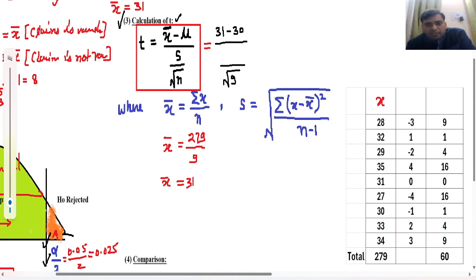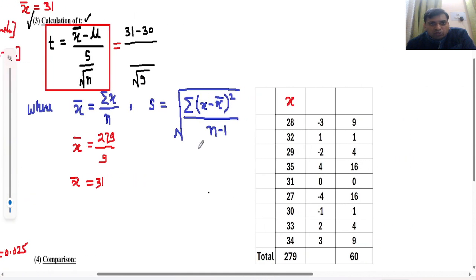Now the calculation of s. For the calculation of s, the formula is this. The first task, calculation of x bar, is already done. This is 31. Now for this formula you need x minus x bar, so we have already created this column. Here x equals 28 and x bar equals 31, so 28 minus 31 is minus 3. In the same way, 32 minus 31 is 1.